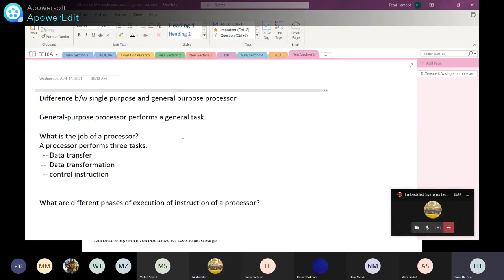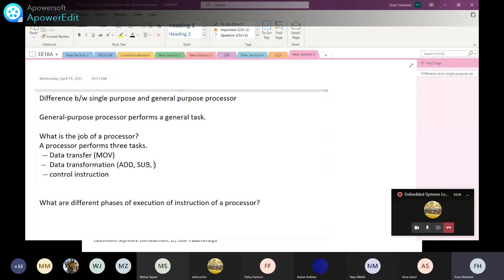In the data transfer instruction, the processor transfers the data between two registers, or from register to memory, or from memory to register, or from one memory location to another memory location. What is the classical example of a data transformation? It performs operations on the data: add, subtract, mul.